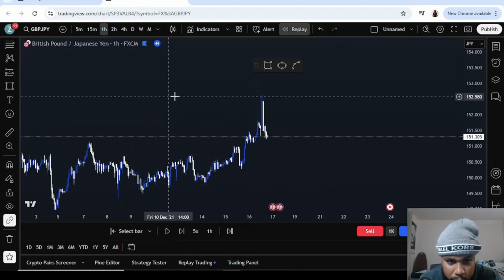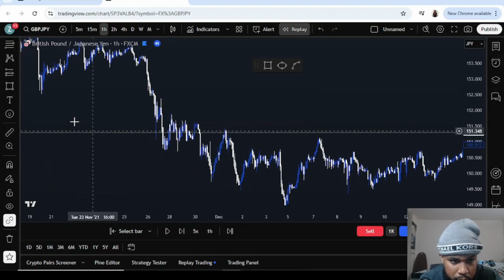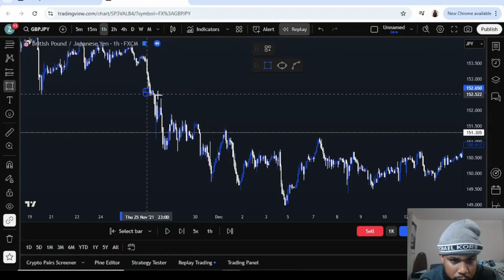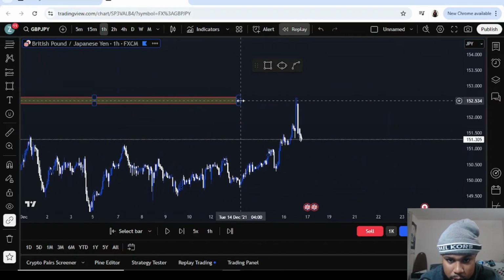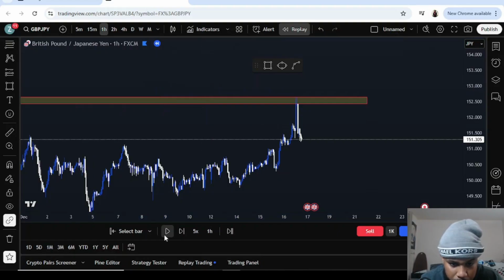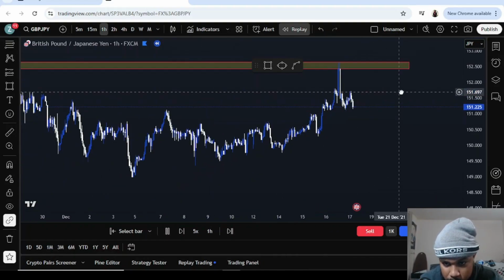We got some big rejection right here. There's no zone right there. It's a small origin here. Let's see if that plays a part in anything. I don't think it should though.